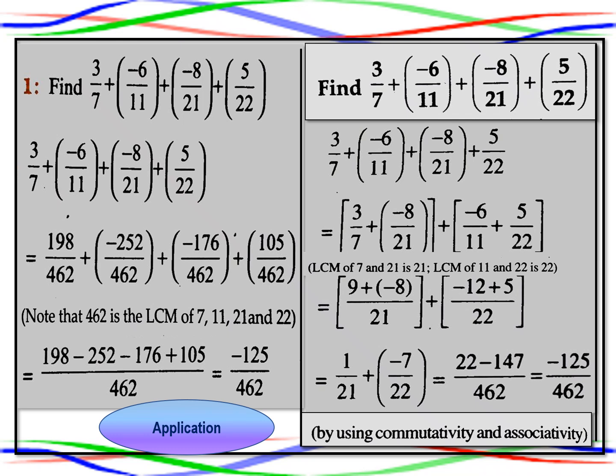Just observe the two. The left hand side has the direct method, without using the property. For all the denominators 7, 11, 21, 22, the LCM of all four is 462 and the equivalents are written. 3 by 7's equivalent is 198 by 462, minus 6 by 11's is minus 252 by 462. All the higher order equivalents are written and then added, and you get the answer minus 125 by 462.